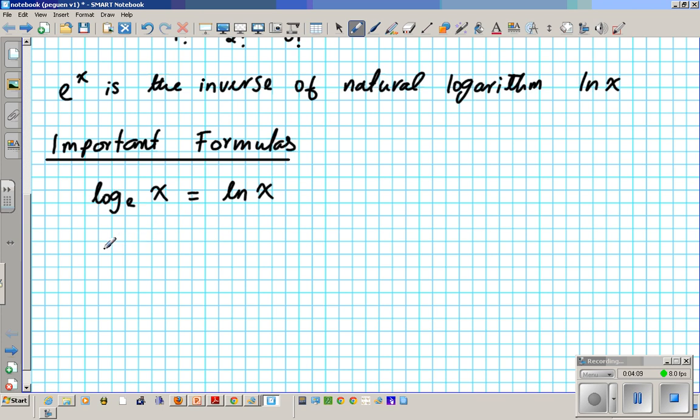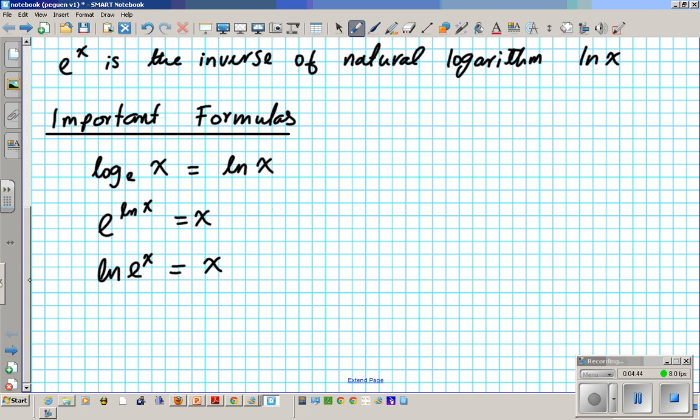Alright? Another thing is e to the ln of x equals x. Now why is this the case? Because e and ln are inverses, so they cancel each other out. That's why I have x. And then also, if you have ln of e to the x, this is also x. Why is that? ln and e are inverses, so they cancel each other out and you're left with x. Okay? So these are important formulas I'd like you to keep in mind when working with logarithms.